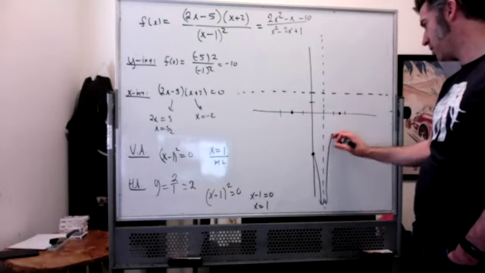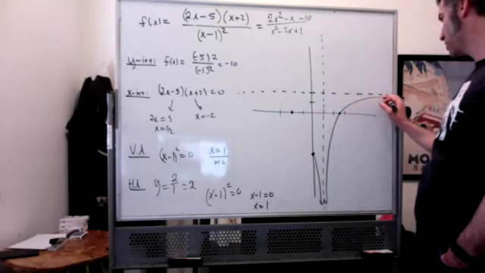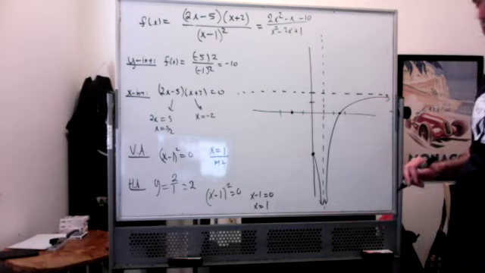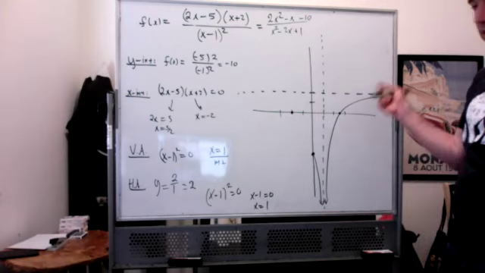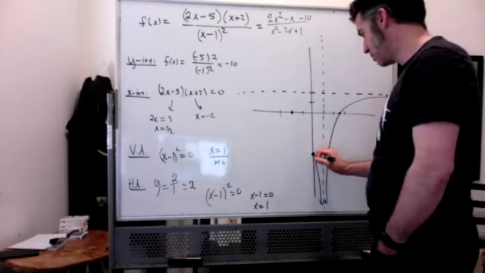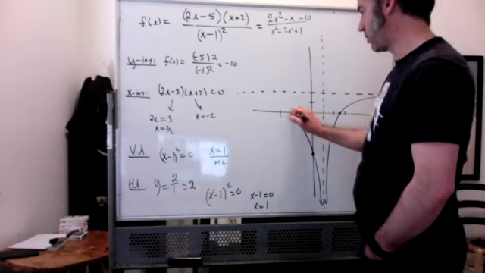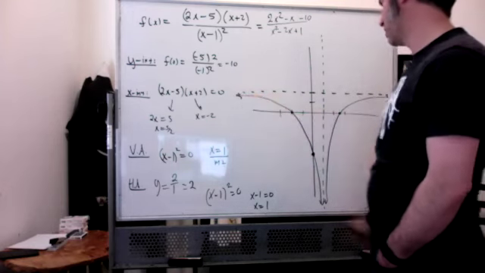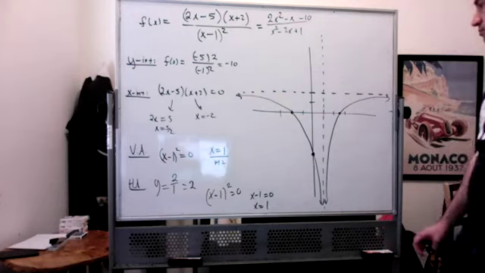When we come up, we hit our point, we cross, and we get closer and closer to our horizontal asymptote. Same deal on the left. When we go left, we're going to hit our point, we're going to cross, and we're going to get closer and closer to the horizontal asymptote. That's it.